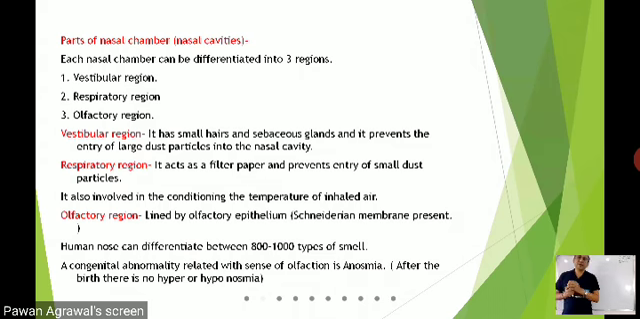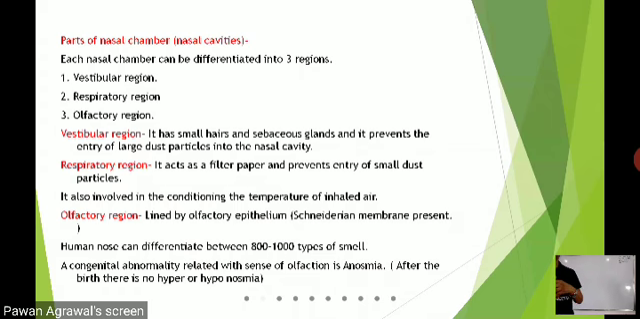The nasal cavity is divided into 3 parts: vestibular region, respiratory region, olfactory region. The vestibular region is related with the removal of dust particles, having the hairs and sebaceous glands. The respiratory region acts as a filter paper, also conditioning the air. The olfactory region has the olfactory membrane, also known as the Schneiderian membrane. We have discussed all this in detail.